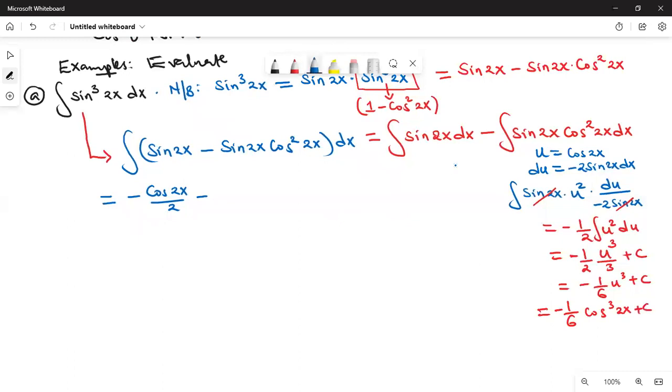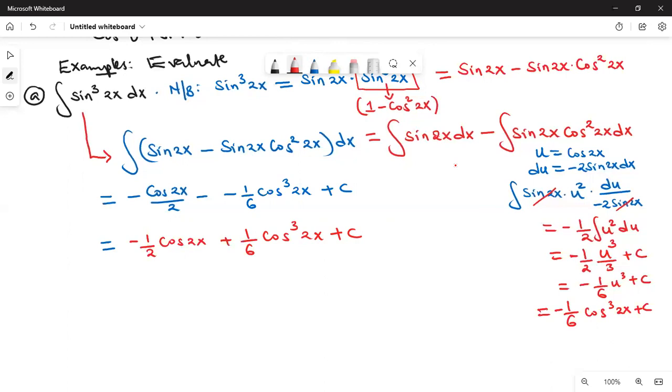So that's what I write here. I come back to our answer. So this, we have found negative 1 over 6 cosine cubed of 2x plus c. A negative followed by a negative is positive, so our final answer here will be negative 1 over 2 times cosine of 2x plus 1 over 6 times cosine cubed of 2x plus a constant c. So that is very easy.